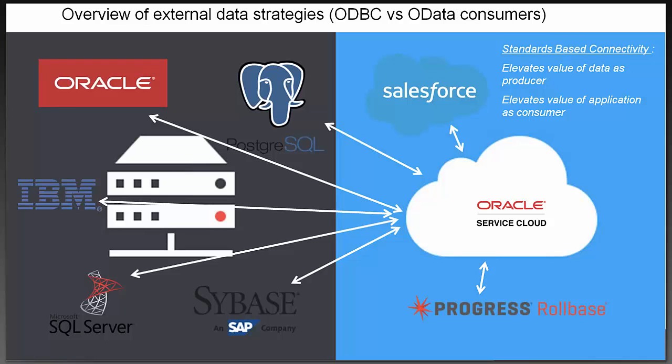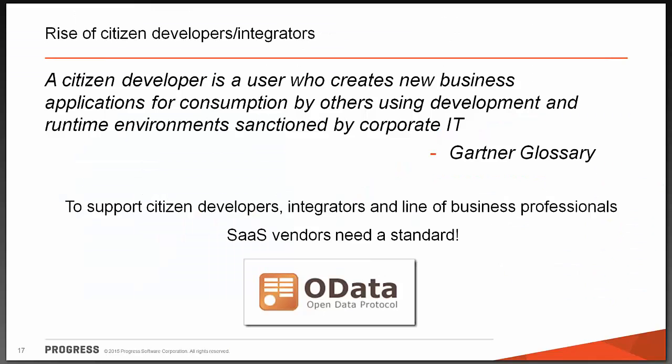And when we think about what is driving some of the OData adoption as external data strategies, it's really a lot around citizen developers. And there's a definition from the Gartner IT glossary. A citizen developer is a user who creates new business applications for consumption by others using development and runtime environments. What that really means is that with software as a service vendors, we're seeing trends for more citizen integration, citizen developers. We're seeing more trends around line of business users needing to control integration and data access patterns.